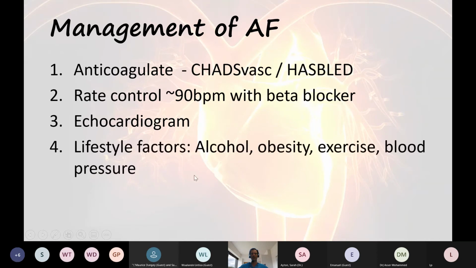Point 4. Lifestyle factors. So addressing the lifestyle factors is really important, both for longer term prognosis, but also if we want to keep patients out of atrial fibrillation, we need to address lifestyle factors. But from your point of view, you're thinking rhythm control of the atrial fibrillation. You're thinking rate control. You just want to slow the patient's heart down and then look at addressing things like lifestyle factors, because usually atrial fibrillation is a sign that they're not particularly healthy for some reason or another.